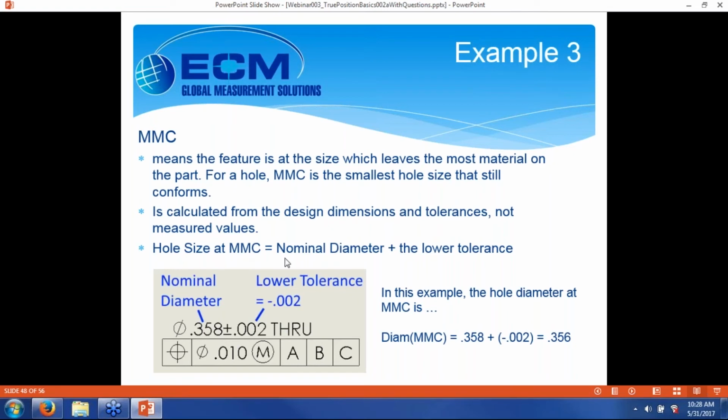And the hole size at MMC is going to be equal to your nominal diameter plus the lower tolerance. All right, so in this case, our nominal diameter, 358. Our lower tolerance would be -2. Right? Our tolerance is plus or minus 2, so -2 would be the lower tolerance. So 358 plus -2 is 356. So that's our MMC condition.